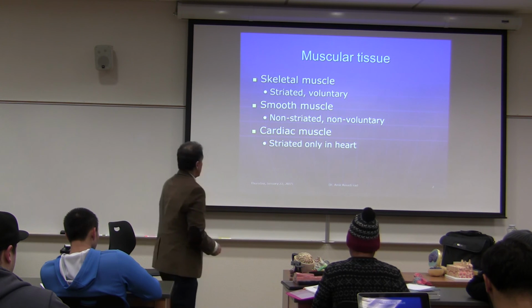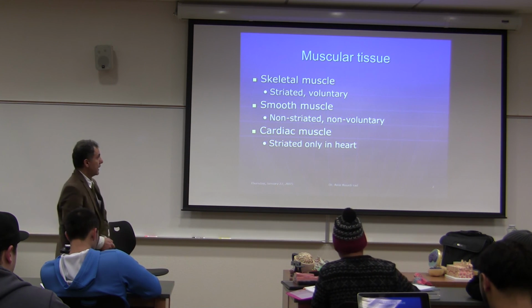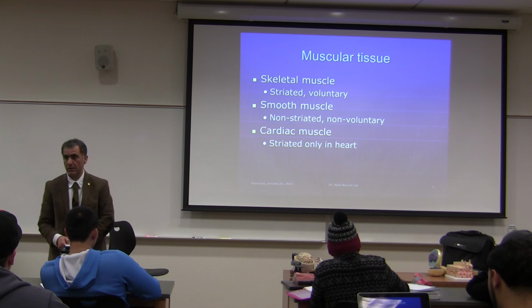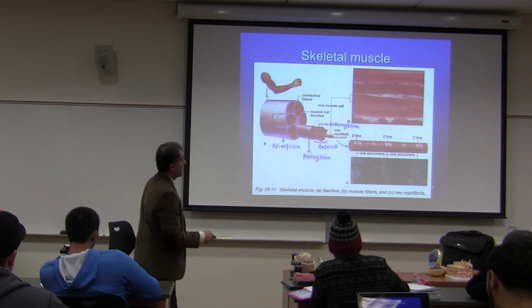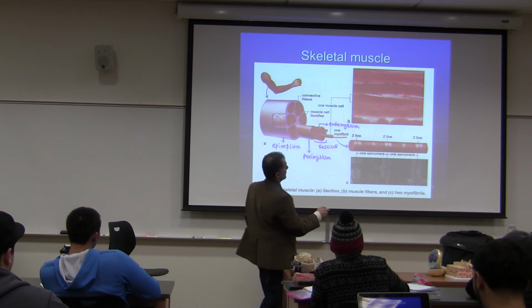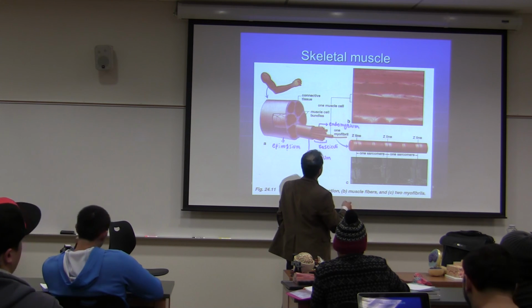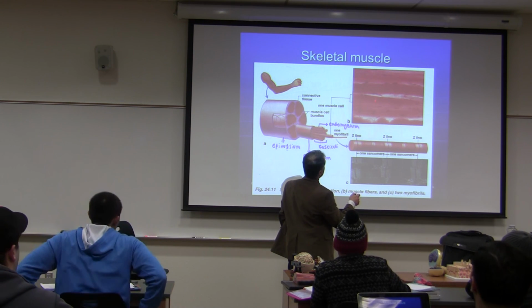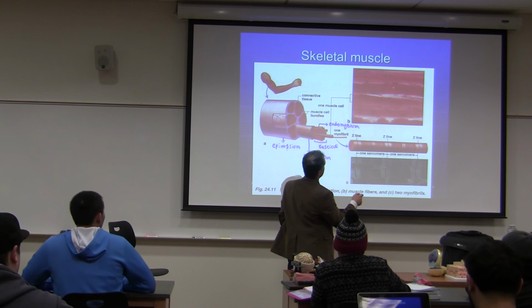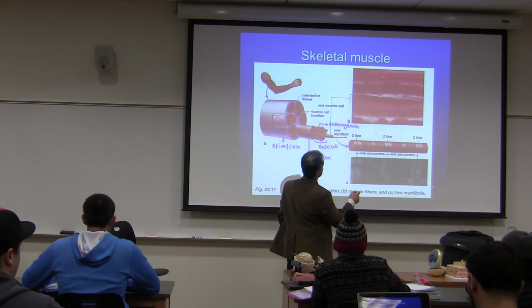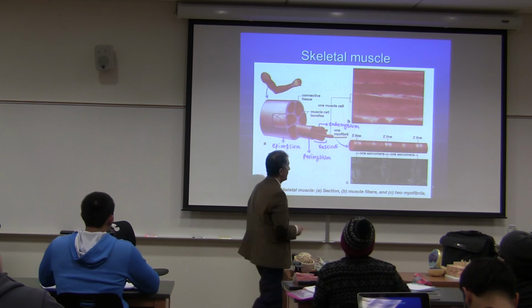Okay, cardiac muscle. Striated only in heart. Here are the striations. You can see that, and we'll talk about actin and myosin in a minute, but not today. But these are the lines you see. The nuclei, this is a real picture, not a cartoon, are in the periphery of the cell.